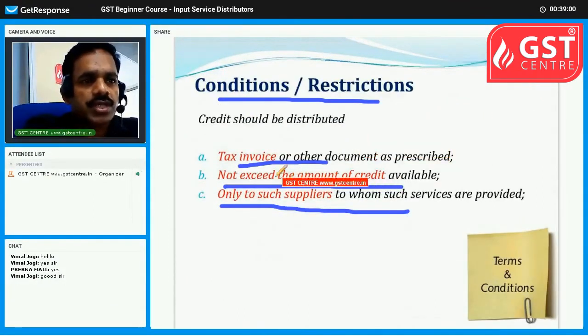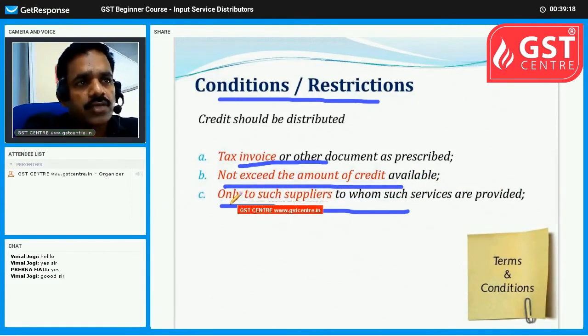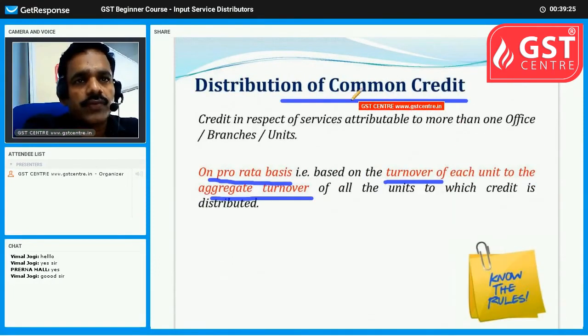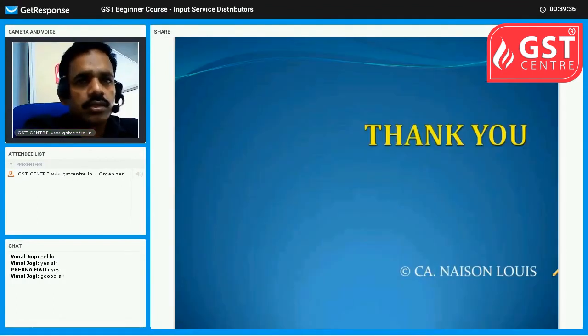The conditions or restrictions are: the tax invoice should be there from the supplier who has supplied the software, the credit distributed should not exceed the amount of credit available, and it should be allocated to the units for which such service was provided. Then if it is common credit, it should be allocated on the basis of aggregate turnover. Okay, so we will go to the next PPT.